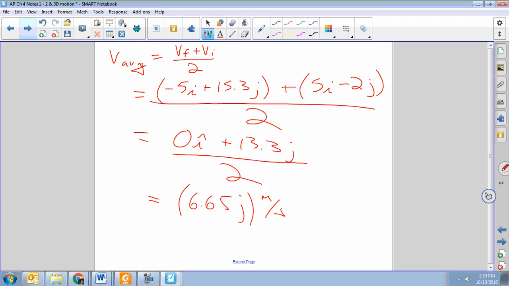Cool? All right, so long story short, you guys, really what we're doing is instead of just worrying about the motion in one dimension, we're worrying about motion in 2 or sometimes 3 dimensions, and just keeping them separate by marking them with either an i or a j. All right? Cool?